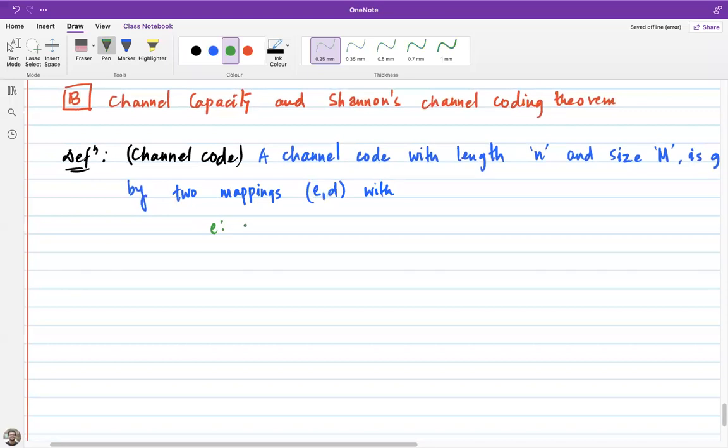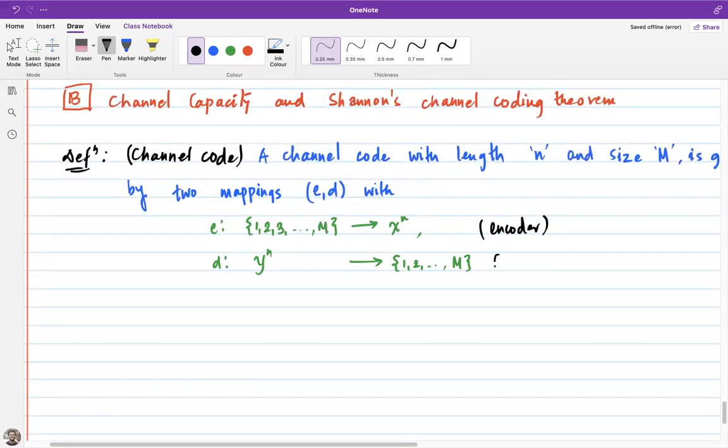So this E is actually a mapping from this set to the n Cartesian product of the alphabet set, the input alphabet set. And then the decoder mapping D is a mapping from the n Cartesian product of the output alphabet back to this set, 1, 2, and so on till M. So this specifies the encoder, and this specifies the decoder.